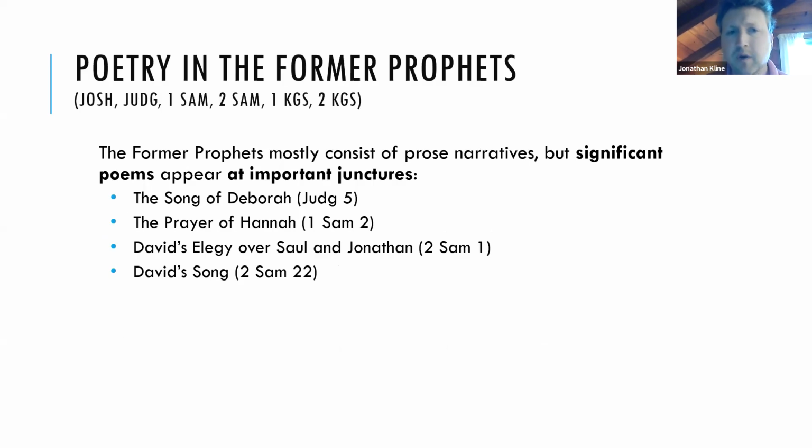Let's talk now about the next division in the canon, which is the former prophets. The former prophets consist of Joshua, Judges, 1 Samuel, 2 Samuel, 1 Kings, and 2 Kings. So they're narrative books. Not surprisingly, since they're narrative books, like the Torah, the former prophets mostly consist of prose narratives. But again, significant poems appear at important junctures. So whoever was responsible for structuring at least the final form of the Pentateuch and the former prophets thought it was helpful to put these poems in certain places.